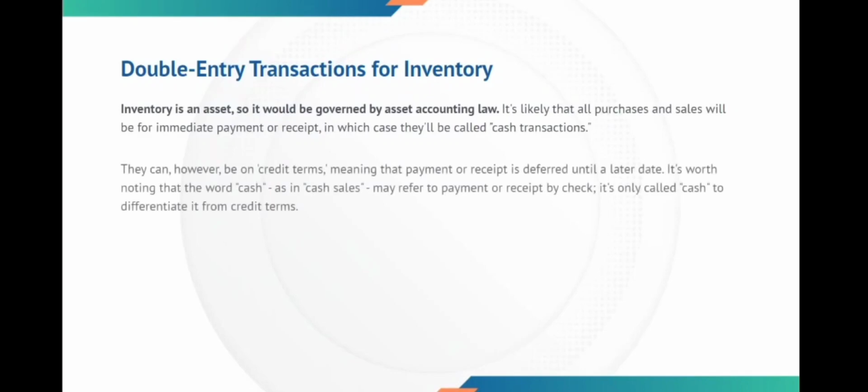Double entry transactions for inventory. Inventory is an asset, so it would be governed by asset accounting law. It's likely that all purchases and sales will be for immediate payment or receipt, in which case they'll be called cash transactions. They can, however, be on credit terms, meaning that payment or receipt is deferred until a later date. It's worth noting that the word cash, as in cash sales, may refer to payment or receipt by check. It's only called cash to differentiate it from credit terms.